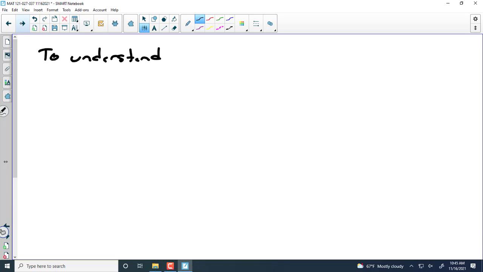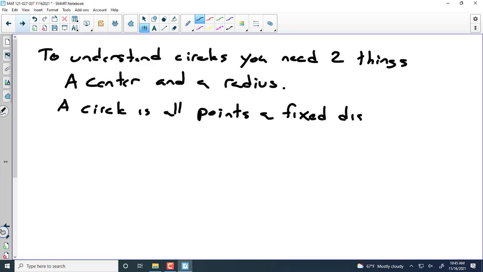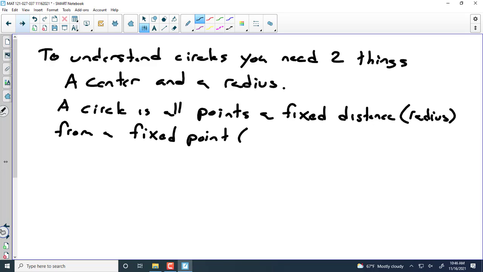All right, so to understand circles, you need two things. A circle is defined by two things: a center and a radius. A center and a radius tell you how to find a circle, because a circle is all points a fixed distance, the radius, from a fixed point, the center.